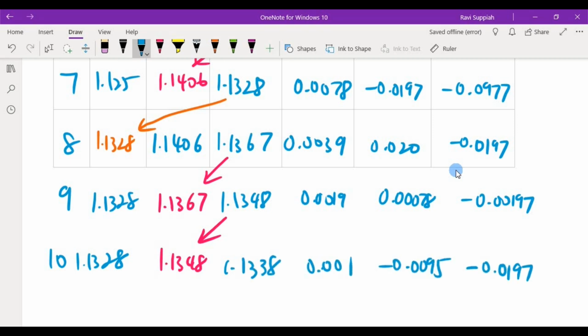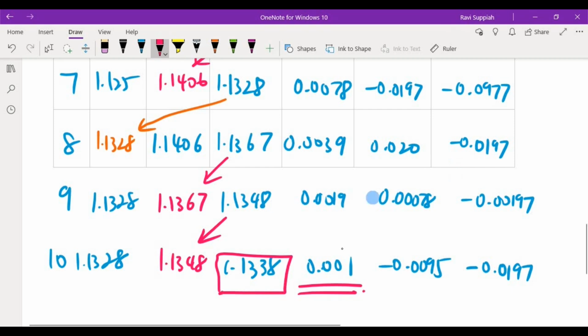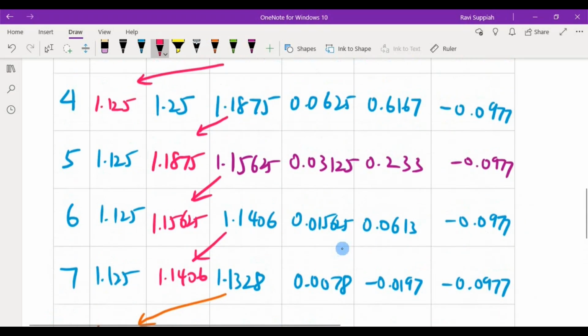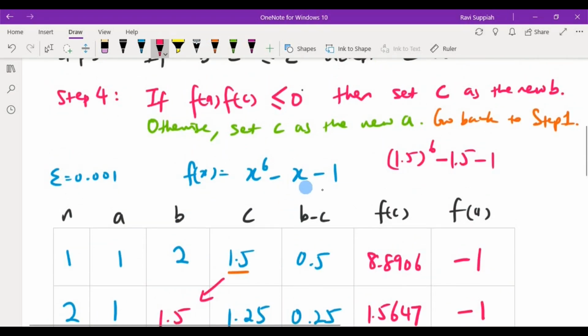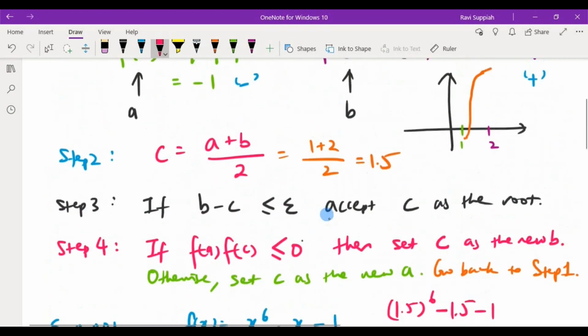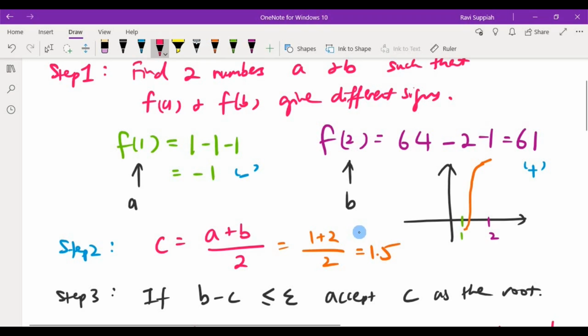So you can see that in the 10th iteration, we have fulfilled the epsilon to be less than or equal to 0.001. So we can accept C to be the answer. So this answer C is the root. 1.1338 is the root for this expression over here, x to the power of 6 minus x minus 1. And what this video has shown you is how to approach it step by step, using the bisection method.